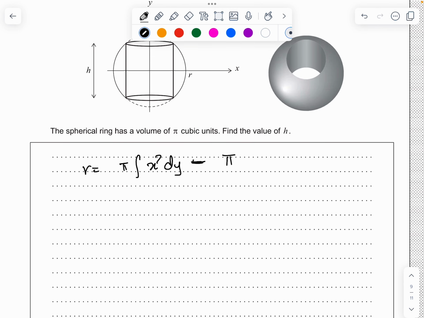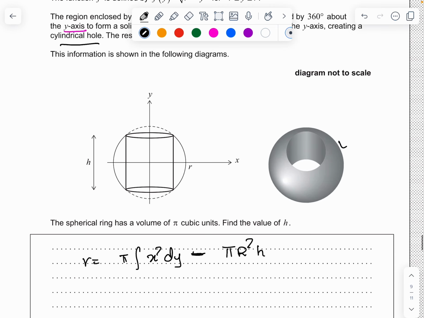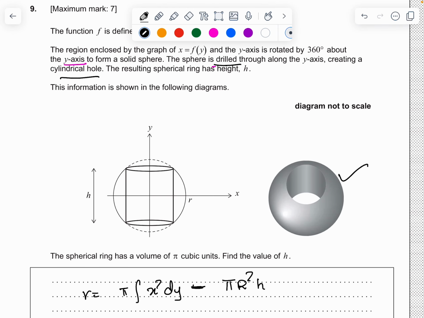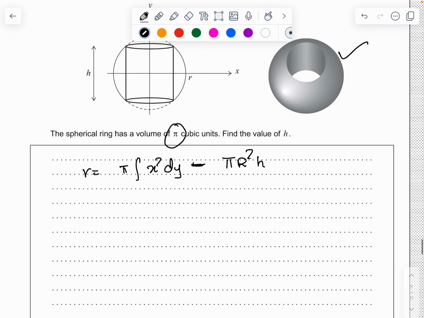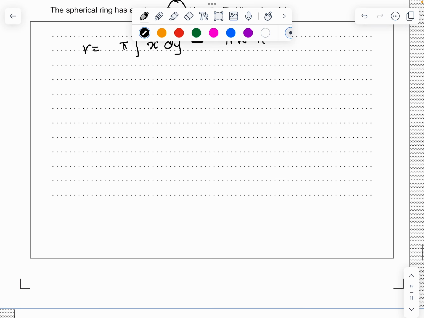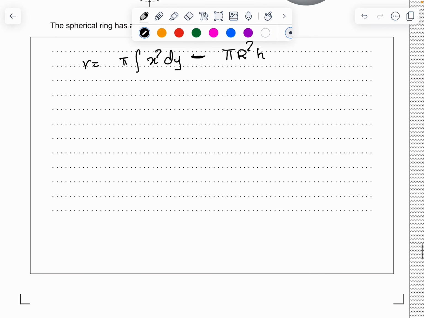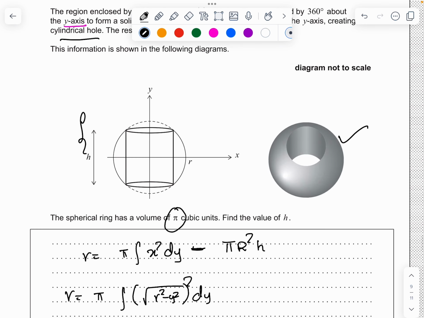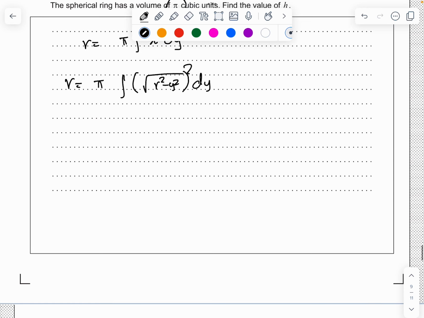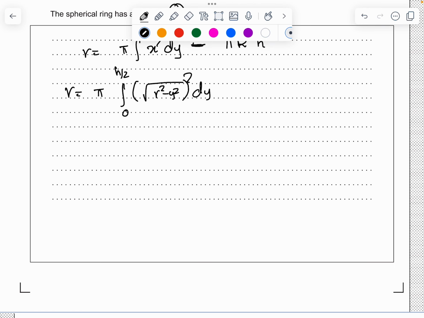Cylinder volume is nothing but what? Pi r square, let it be capital R, pi R square h. So this will be the volume of the remaining figure, and that volume has been given as pi. Later we will equate and get the value of h. So first of all, I'll find volume equals pi integral of square root of r square minus y square whole square dy. I'll take only the first half part, the top half part. So limits will be 0 to h upon 2, minus pi R square.